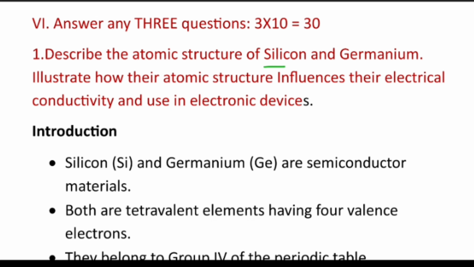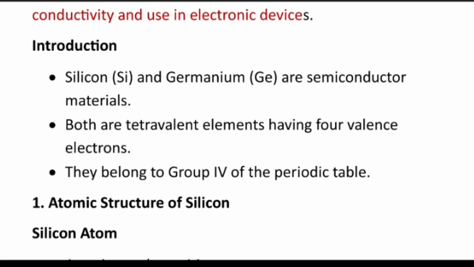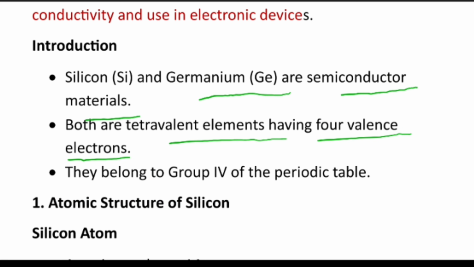Describe the atomic structure of silicon and germanium, and illustrate how their atomic structure influences their electrical conductivity and use in electrical devices. In the introduction, silicon and germanium are semiconductor materials, having 4 valence electrons each, which I will show you in the diagram. In the periodic table, they belong to this group.